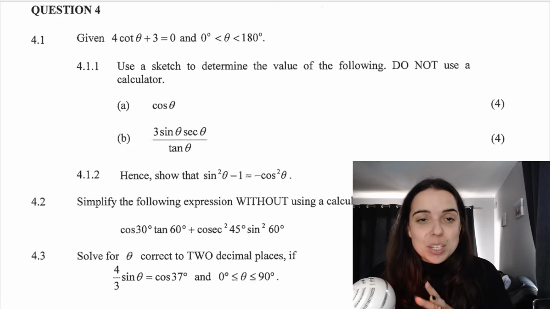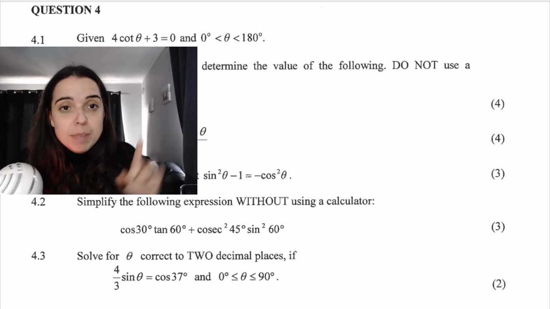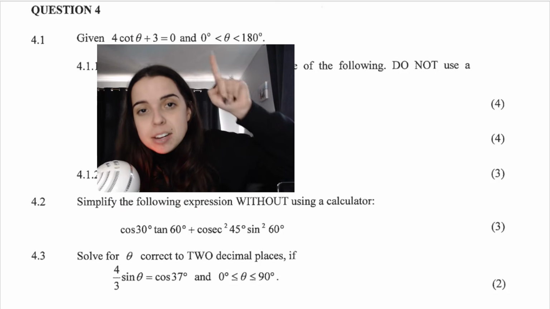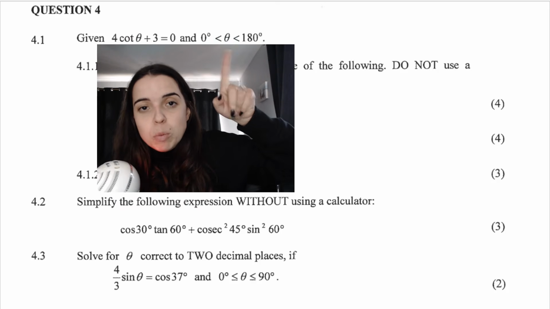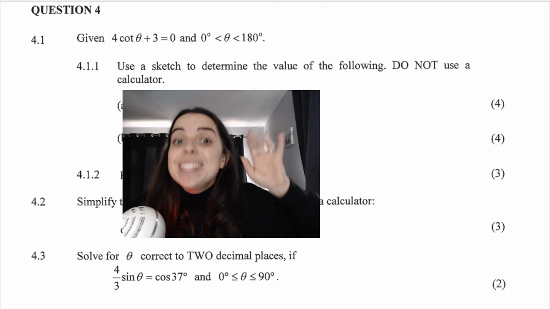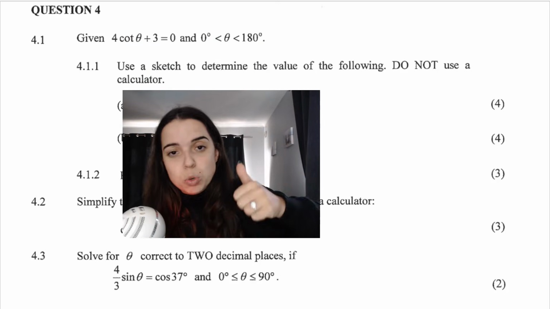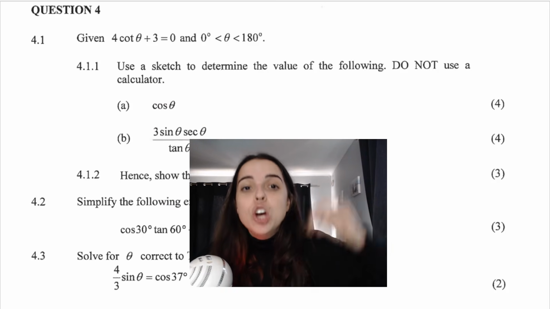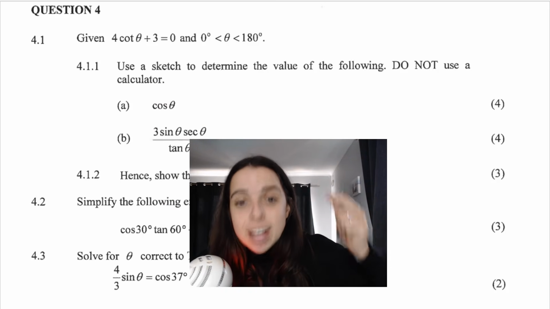Let's jump right into this one. So it says 4.1. Given that 4 cot theta plus 3 equals 0 and theta is bigger than 0 but smaller than 180, use a sketch. Very important. You must draw a sketch. We want to see a sketch to determine the value of the following. Do not use a calculator.